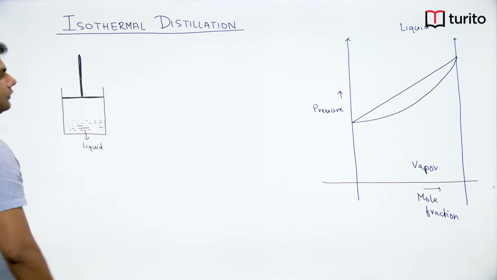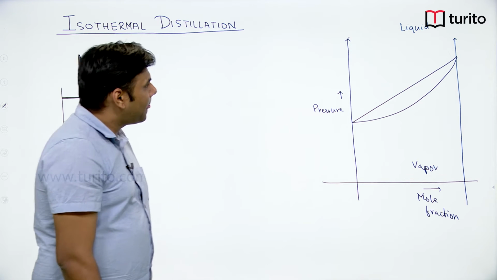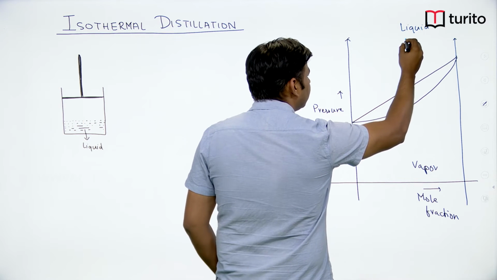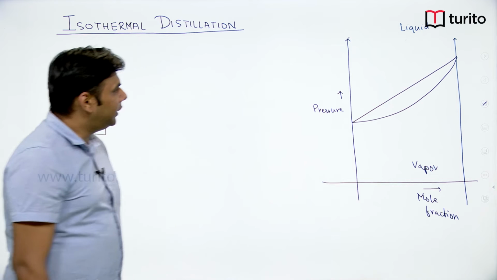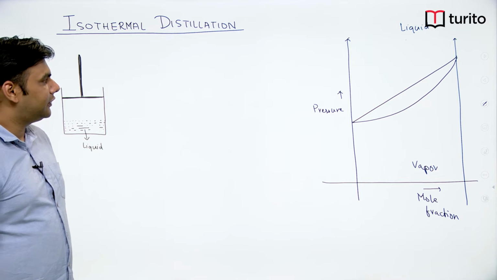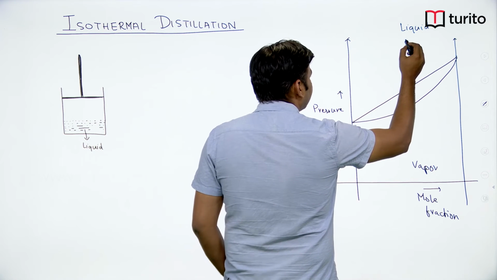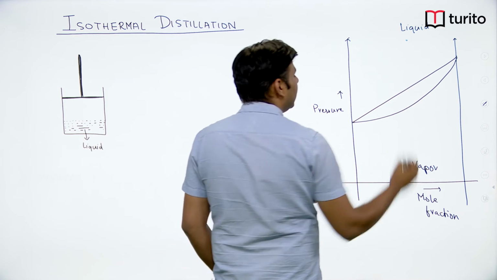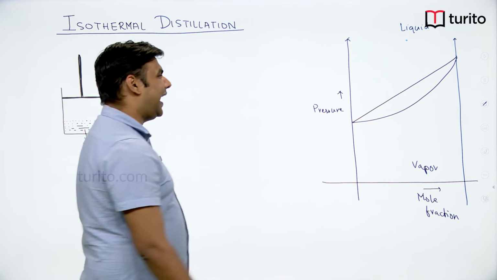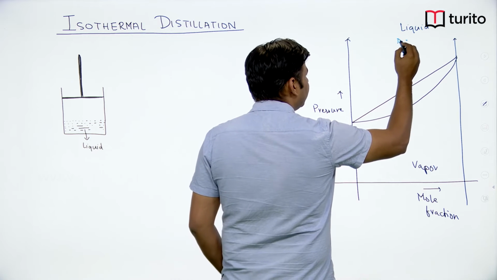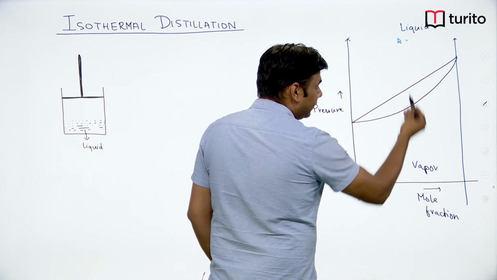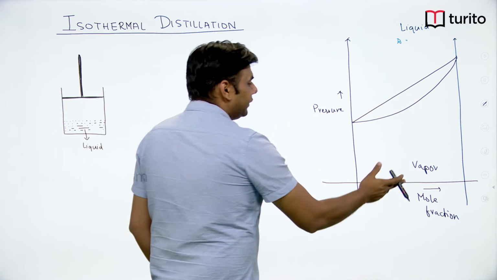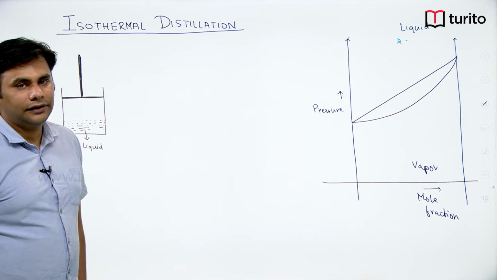Just listen to this very important concept. I hope you are listening to it properly. Suppose we are at this composition. So we are at this point, which is basically your liquid point. This will have some composition which we can find directly by dropping a perpendicular on the composition axis.